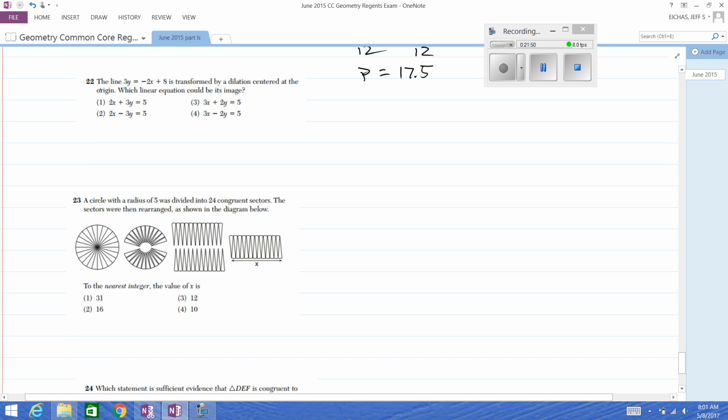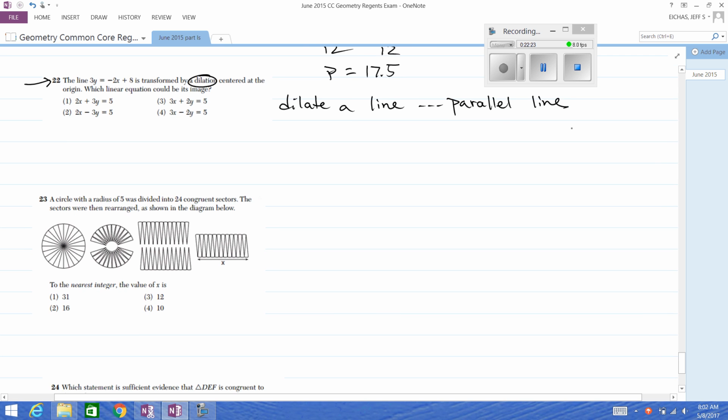Okay. Pretty typical problem here. You'll see we can pretty much bet that this is going to be on there. When we dilate a line, we know we're at least going to get a parallel line. Now, if the center of dilation happens to be on the line, we will get the same line. Okay, so that's just the way that this problem works. It's something you have to memorize. So what I would do for a parallel line is I would want slopes to be equal. So I'll start with that.